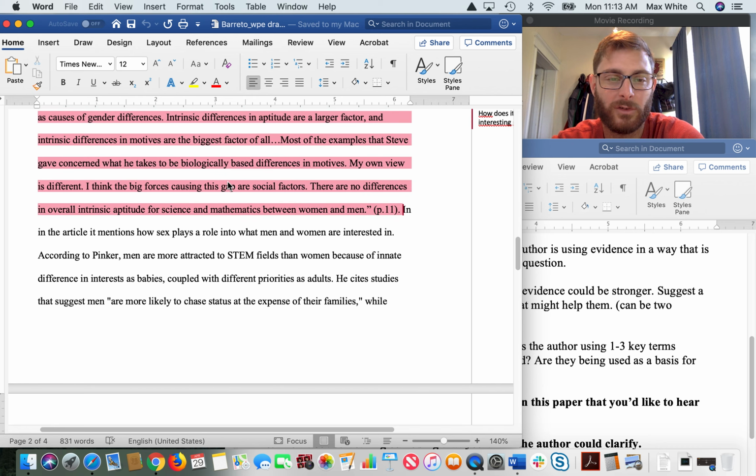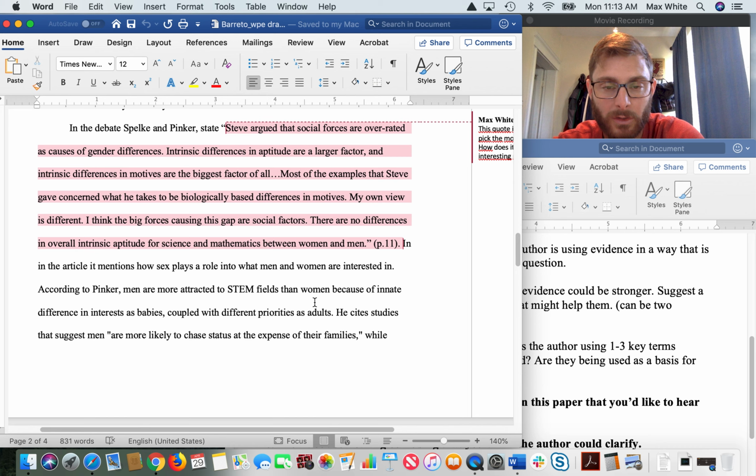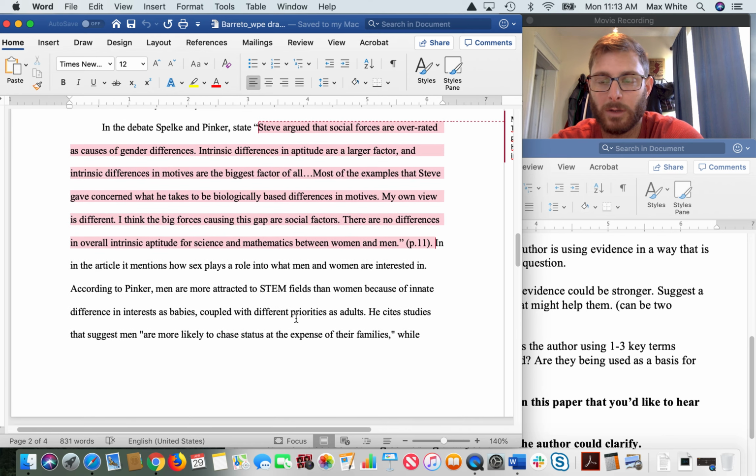I think the big forces causing this gap are social factors. So then you could say, unlike Pinker, Spelke suggests that social factors are the big force causing this gap, when he uses quotes, of course. This means that for Spelke, it's factors outside the control of the people rather than something that they're born with, which would be an intrinsic factor, to use Pinker's term. So that would be an example of using some key terms effectively to support your argument there.